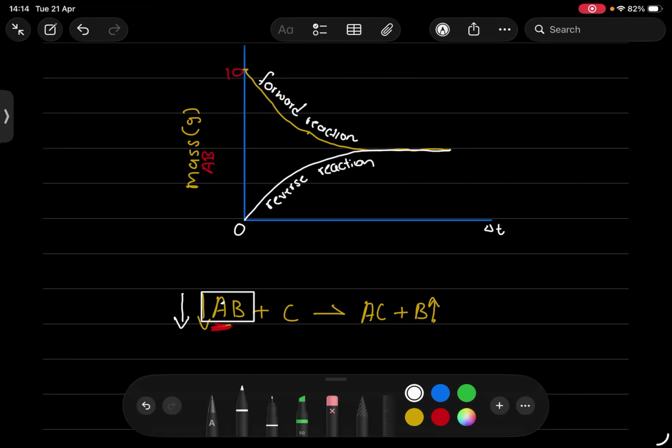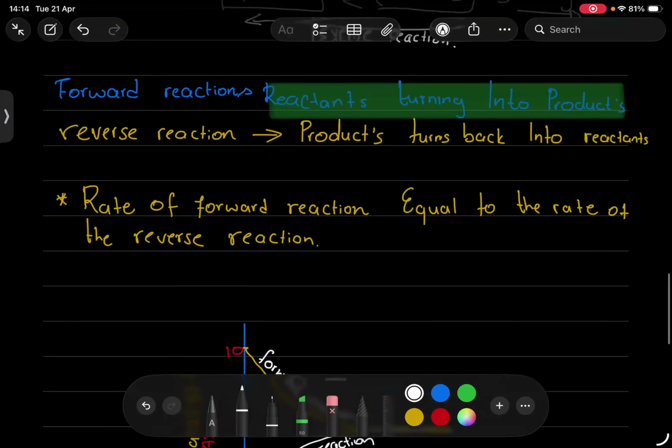One good precise point: AB is used to form AC or to form B, depending on the conditions of the equilibrium. Are we together? Remember, if you check the rate of the forward reaction and the rate of the reverse reaction, they're at equilibrium. This is the definition of equilibrium. The rate of the forward reaction is going to be equal to the rate of the reverse reaction.